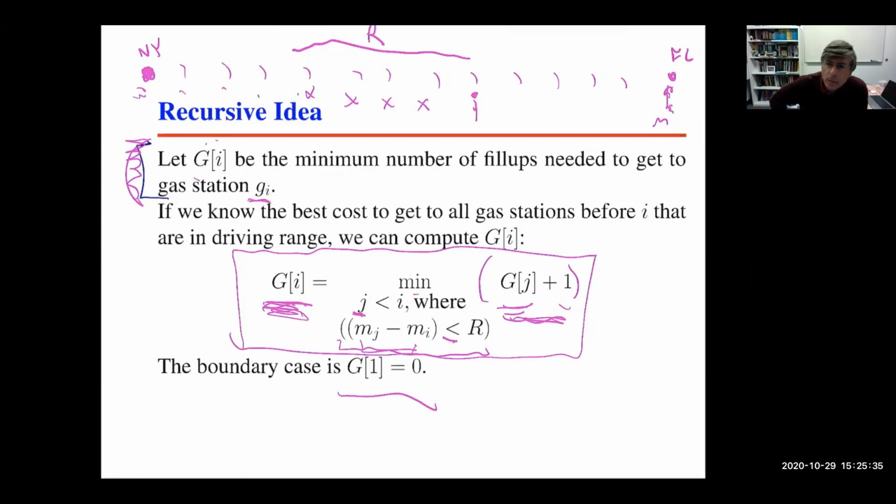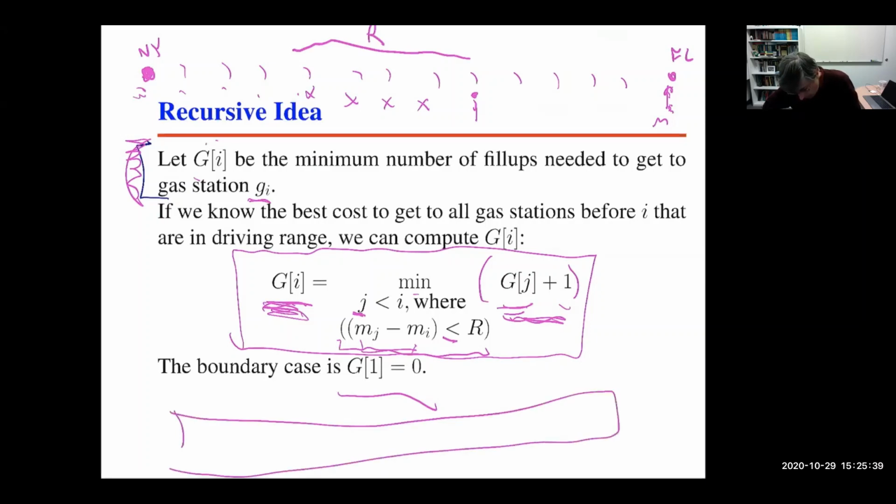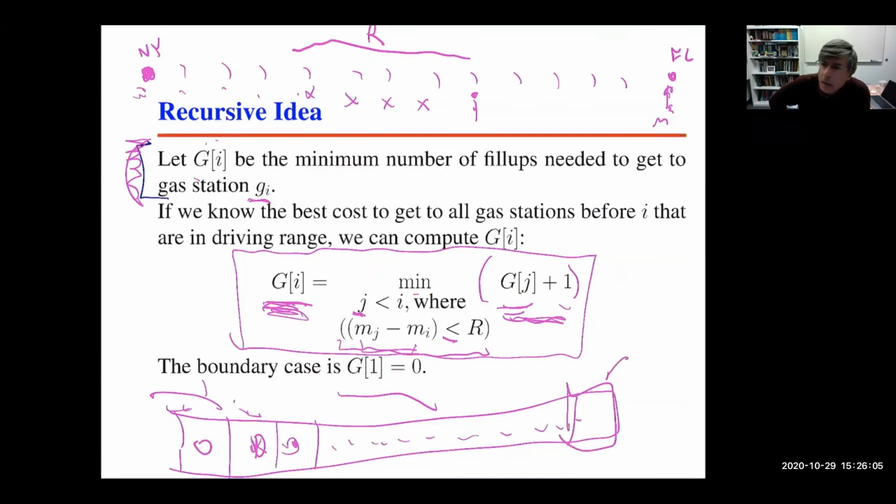So what are we going to do? We're going to fill up our array. G of 1 is going to have its boundary case of 0. Then I'm going to go through it and successively fill in this cell by checking all legal J before it. Once I know that, I'm going to fill this one by checking all legal J before it. And I'm going to keep doing this until I get up to the last cell.